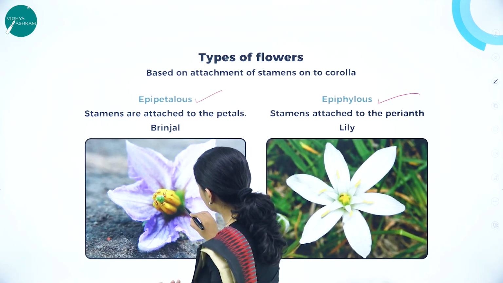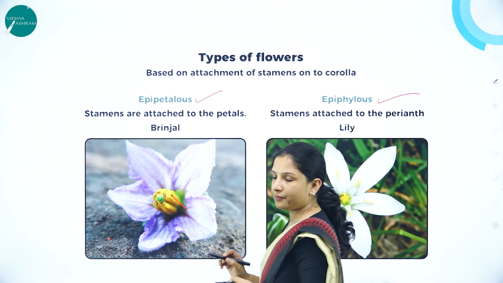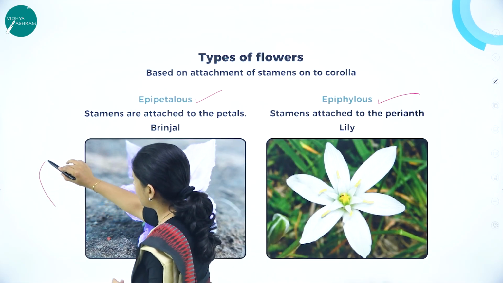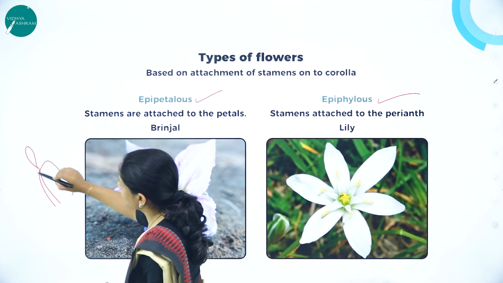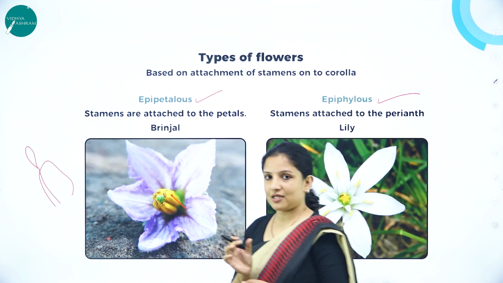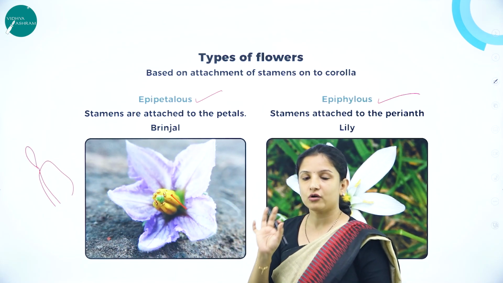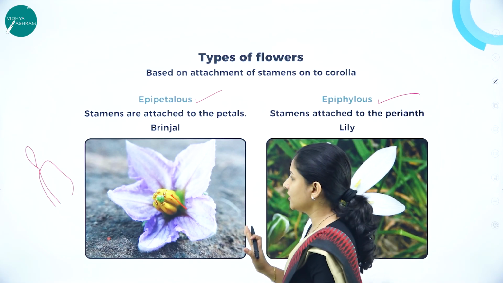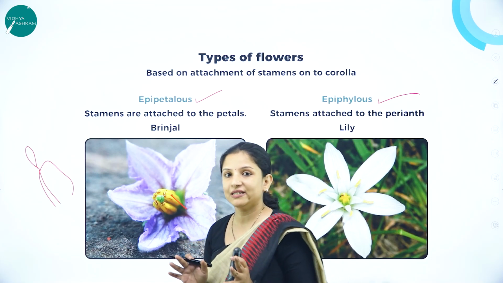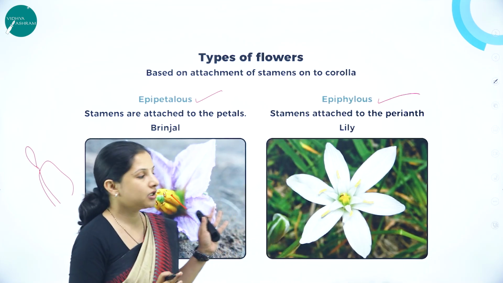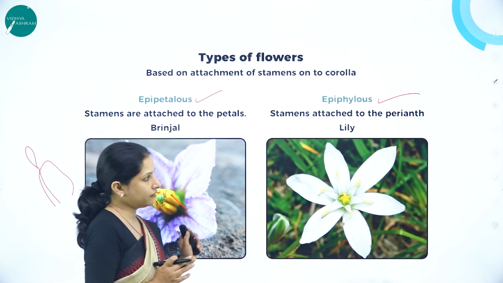If you can see the stamens, they come directly attached to the petals like this. If I draw a petal here, they come attached to the petal and then the stamens will be free. The stalk of the stamen, or the filament, will be attached to the petal. Such a condition is called epipetalous stamen, which is commonly seen in Solanaceae members. Here I have taken the example of brinjal flower.